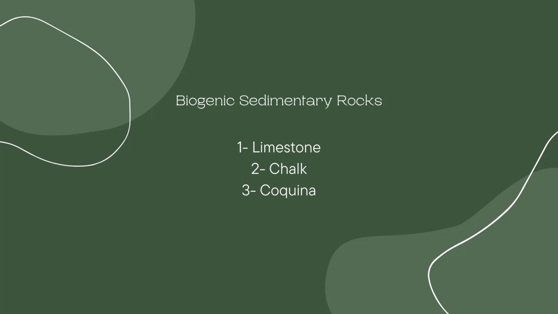Biogenic sedimentary rocks can provide important information about the ancient environment and climate, as well as the types of organisms that lived in the area at the time the rock was formed. They are also used in the construction industry for building and decorating buildings, and in the chemical industry for the production of lime and other products.